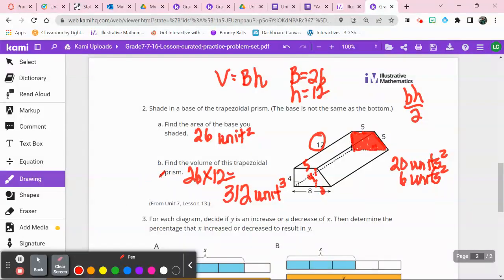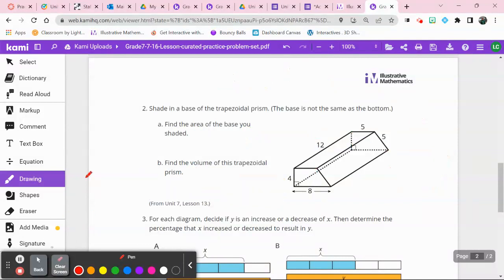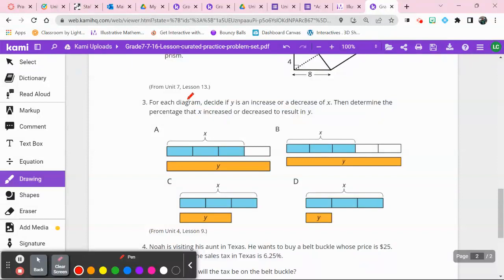All right, I'm going to go ahead and clear my screen, so if you need to pause, please do so. For each diagram, decide if y is an increase or decrease of x. Then determine the percentage that x is increased or decreased. When you enter your answer, you need to do the number, the percent sign, and then the word increase or decrease.